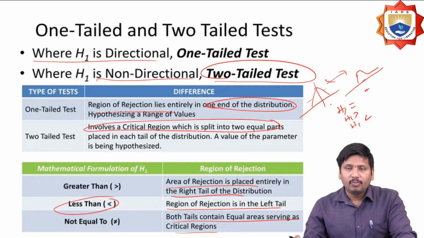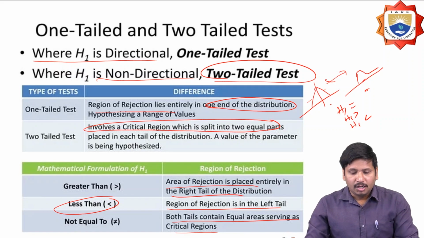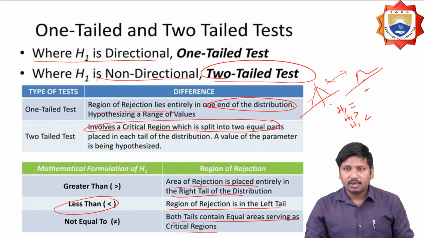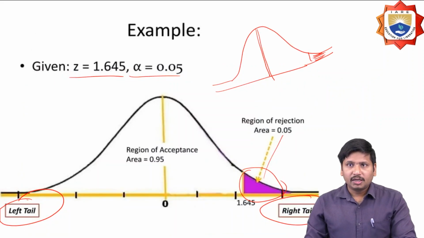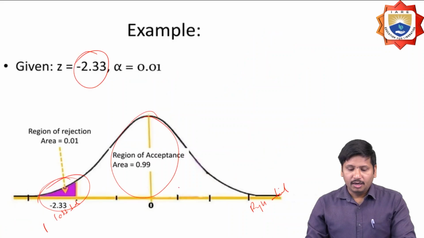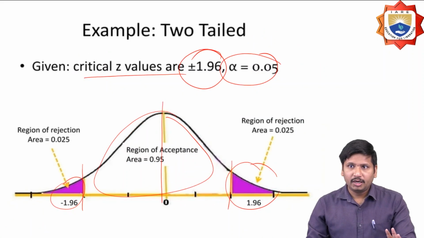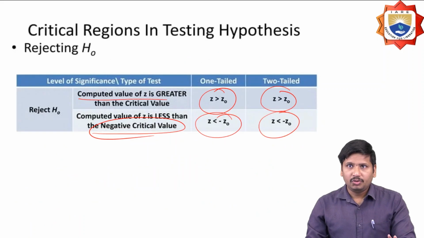So here I can perform two types of tests, a one tail test and a two tail test. Whenever H1 is directional, it should be a one tail test, and whenever H1 is non-directional, it should be a two tail test. This is the graph based on the critical values. If the critical value is positive, then I go for the right tail, and if it is a negative value, then it should be the left tail, and the two tail test lies in between the two.